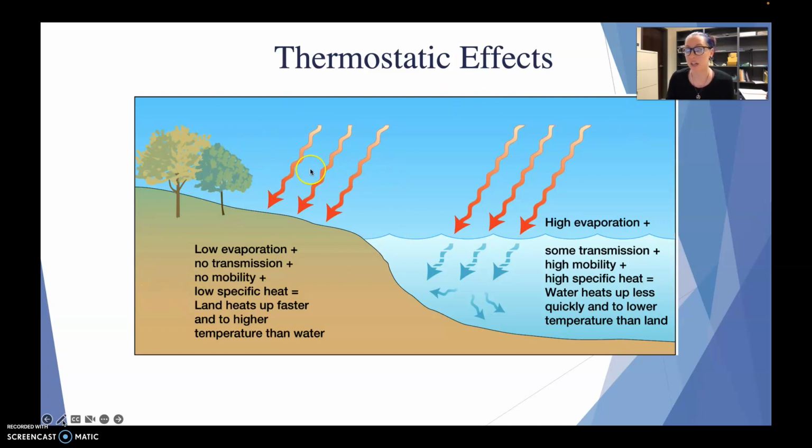So these red arrows are here to indicate the sunlight as it's making its way to the surface. So notice how the arrows don't continue in through land, right? So there are some things here. So on land, there's low evaporation, not necessarily no evaporation, but it's just much lower. There's generally moisture in soil or in grasslands, and so there can be evaporation that happens there. It's called evapotranspiration. There's no transmission. So what I mean by that is light can't penetrate through the land.